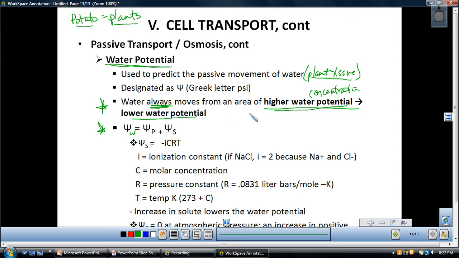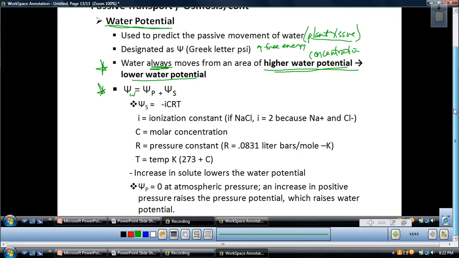Okay, so we also like to say that it moves from an area of high free energy to an area of low free energy, or low water potential, and so this formula can measure the potential of water to move from high to low. Okay, now the formula, I will give this to you.